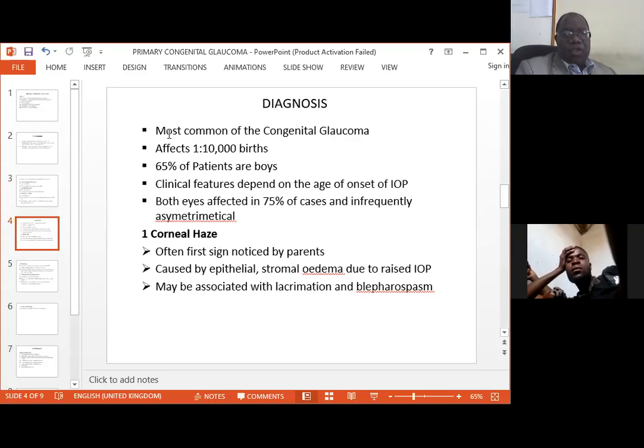Diagnosis. It is the most common of the congenital glaucomas, affecting 1 in 10,000 births, and 65% of patients are boys. 65% is not a lot of difference, but there is that bias, more boys affected than girls. When they say 65%, it doesn't mean it cannot occur in a female child.